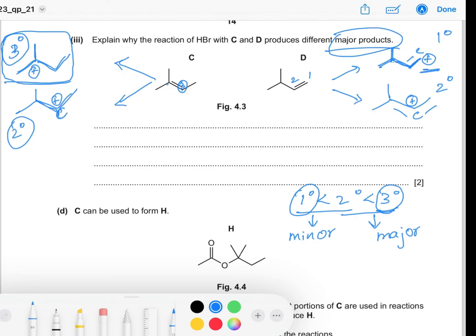So, to answer this question, both C and D can form different carbocations, which is why they will have different stabilities of carbocations, and they form different major products. The major product in case of C will be formed using this tertiary carbocation over here, and the major product in case of D will be formed using the secondary carbocation, which is more stable than the primary carbocation.